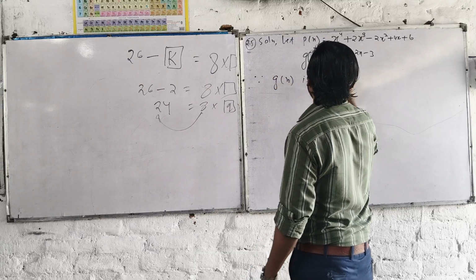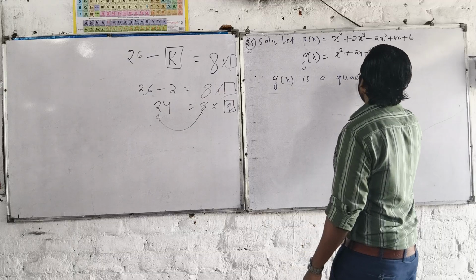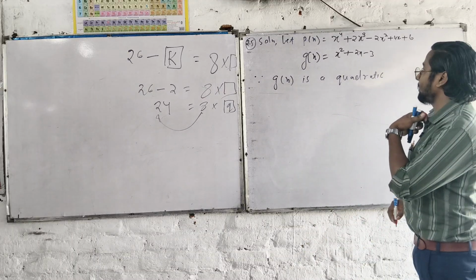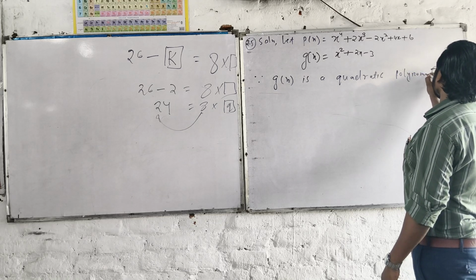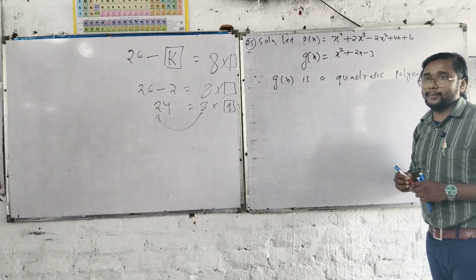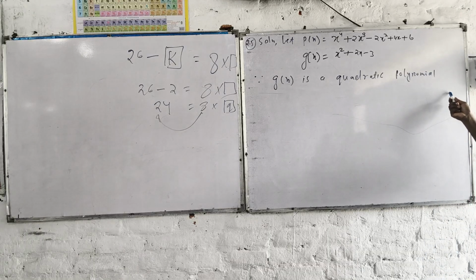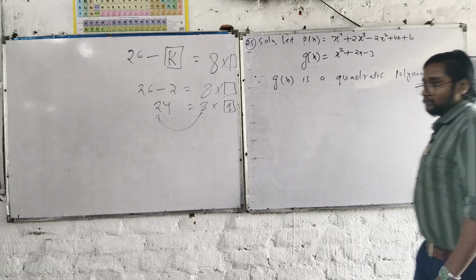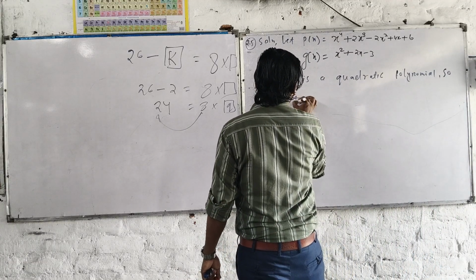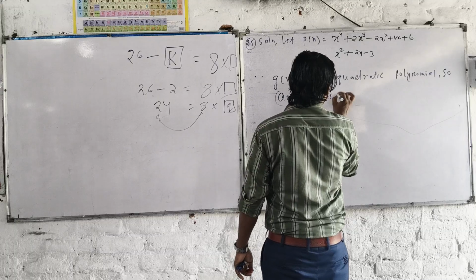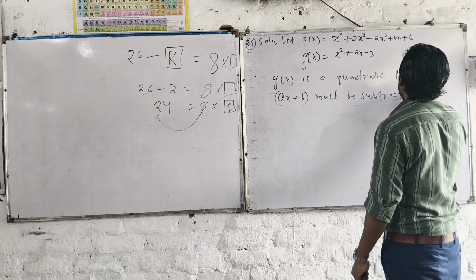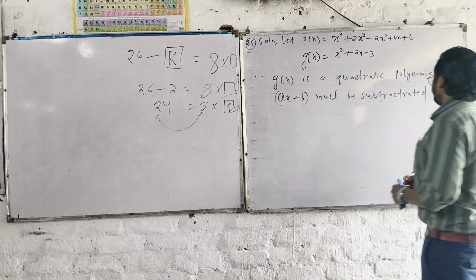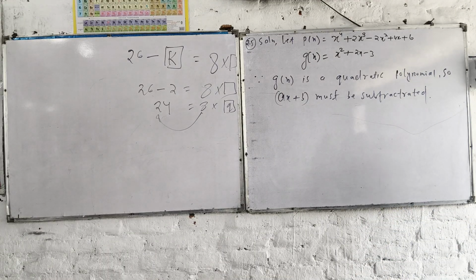Since g(x) is a quadratic polynomial, tell me guys, g(x) is a quadratic polynomial, right? Since g(x) is a quadratic polynomial, so ax plus b must be subtracted. Speak. ax plus b must be subtracted.